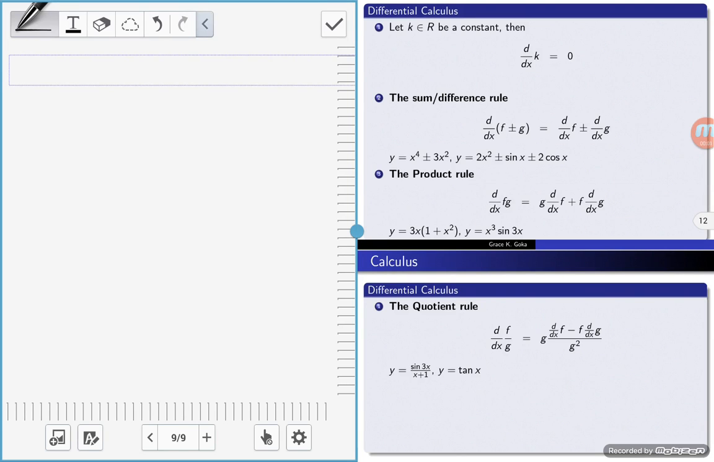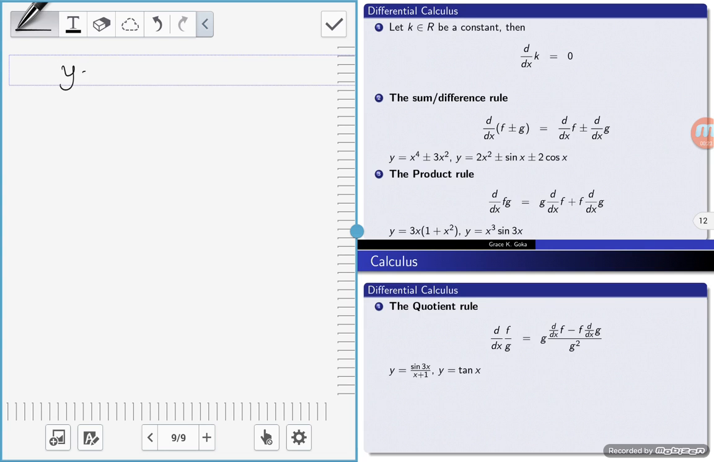Hi. So we've looked at how to differentiate a function when it's a combination of other functions. That is, if it's f plus g, where f and g are two different functions, or when it's f minus g, then you differentiate f plus differentiate g. If it's the subtraction, then you differentiate f minus you differentiate g.